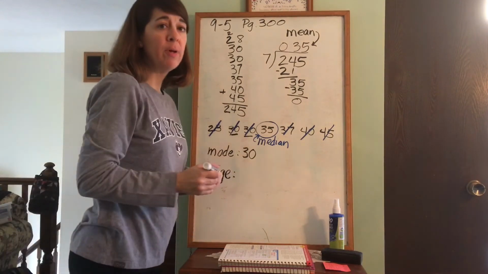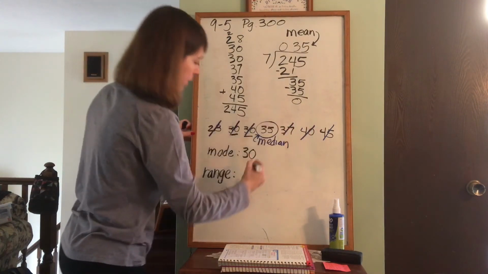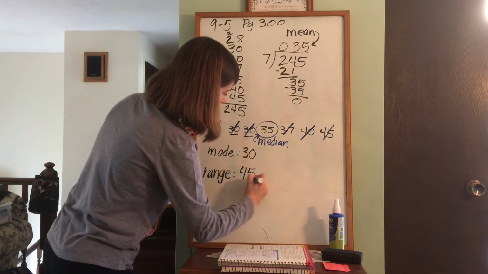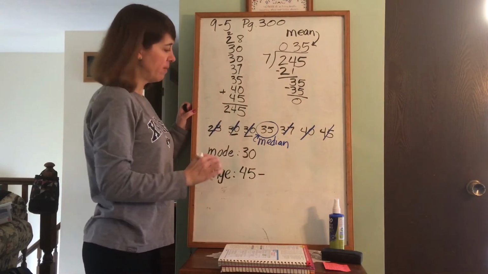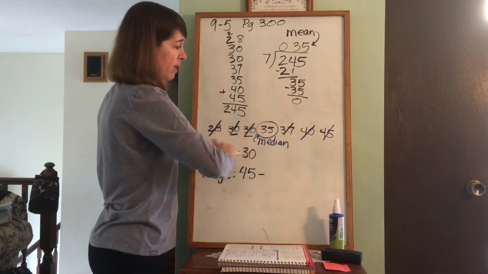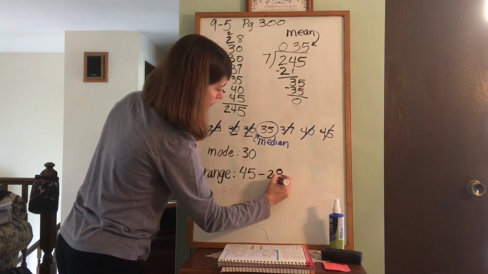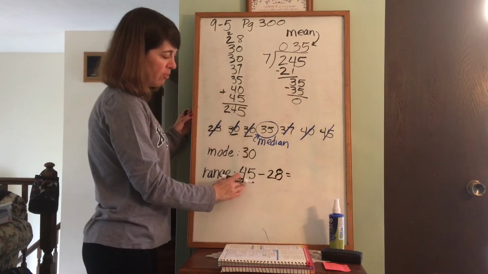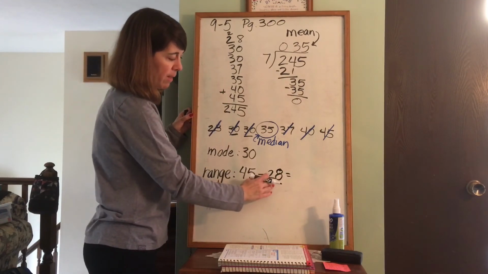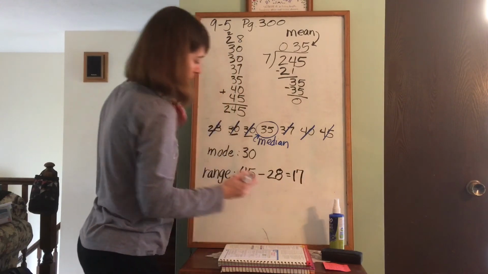And for range, we always take the number that is the greatest. In this case, that's 45, minus the number that's the least. And in this case, that's 28. And our list in least to greatest will help us easily find those. So then we just subtract greatest number minus least number. In this case, that's going to give us 17.